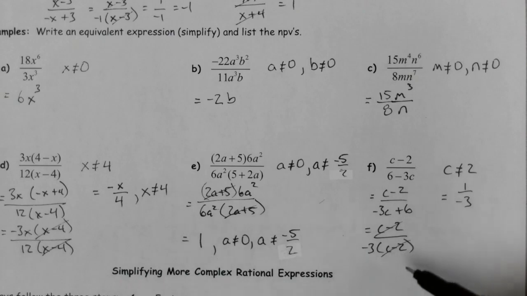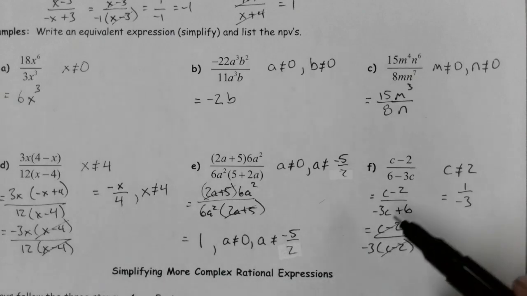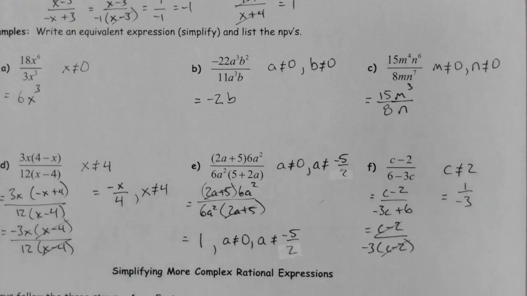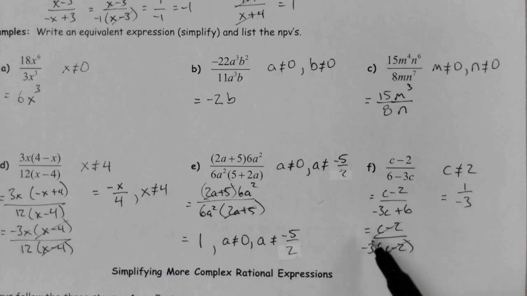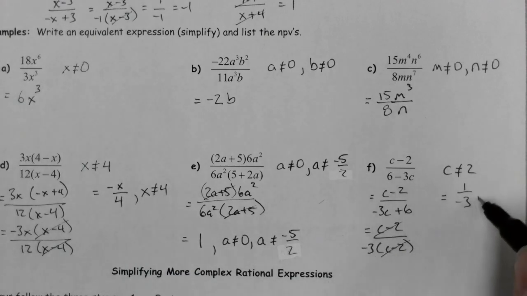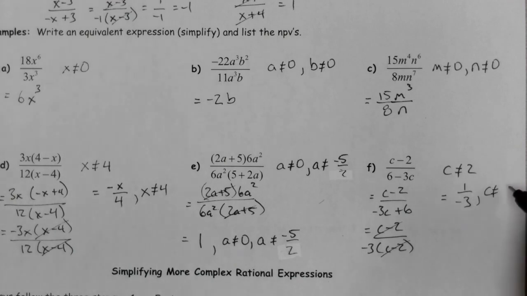That negative 3 doesn't automatically jump up to the numerator simply because I canceled here, right? This c minus 2 over c minus 2 becomes a 1. A 1 multiplied by, well, 1 over negative 3. So here's what it's equal to as long as c does not equal positive 2. And that answer is equivalent to that original expression.